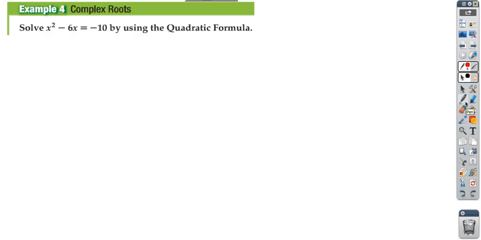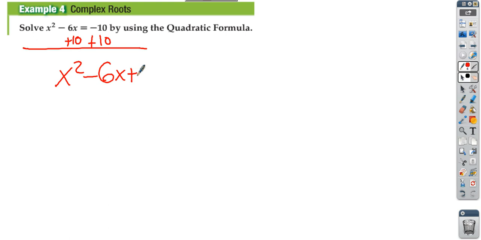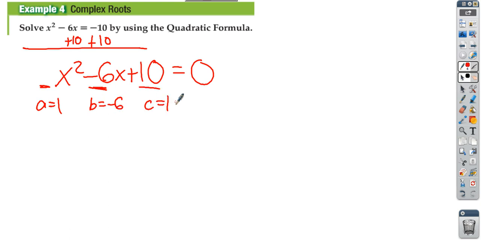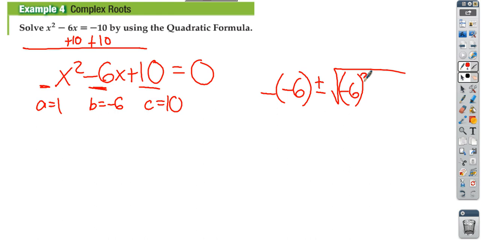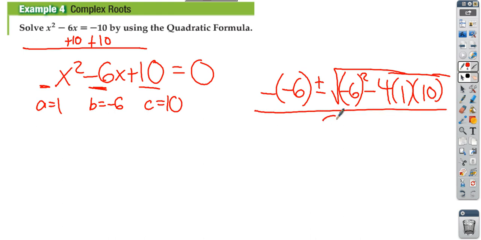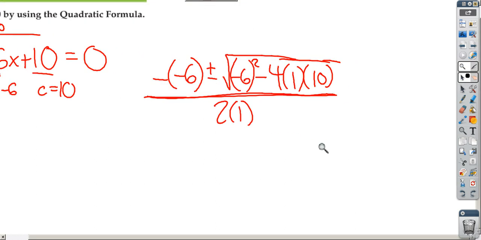Alright, last type of solution you might see is what if you end up with imaginary numbers. So first we need to put this problem in standard form. You get x squared minus 6x plus 10 equals 0. a is this number, so a equals 1. b is this number, negative 6. c is that number, 10. So we have negative b, negative 6, plus or minus the square root of b squared, or negative 6 squared, minus 4 times a is 1 times c, which is 10. And that's all divided by 2 times a, 2 times 1. I want to emphasize again, this fraction bar goes over everything, not just the square root part.